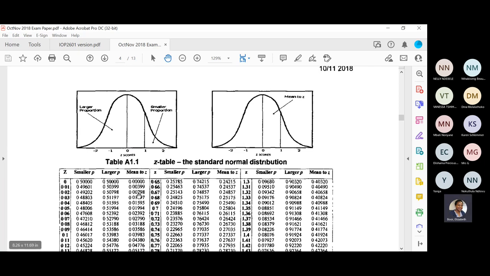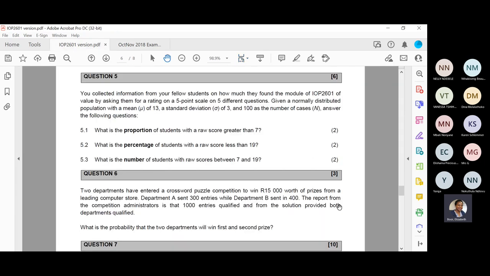Okay, then we also need to remember to use the Z-score formula. Remember your Z formula looks like this. Your Z is equal to your X minus your mean divided by the standard deviation. This n of 100, we're going to use it when we calculate the last value, but for now we don't need the n value. You are given your mean, you are given your standard deviation. Your x value will always be the value in the question.